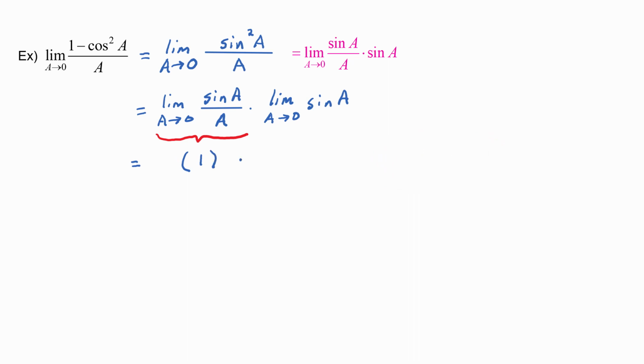times this second limit, because it's a trig function, we can do a direct substitution and plug 0 in for a. The sine of 0 is equal to 0. So this whole limit ends up equaling 0.